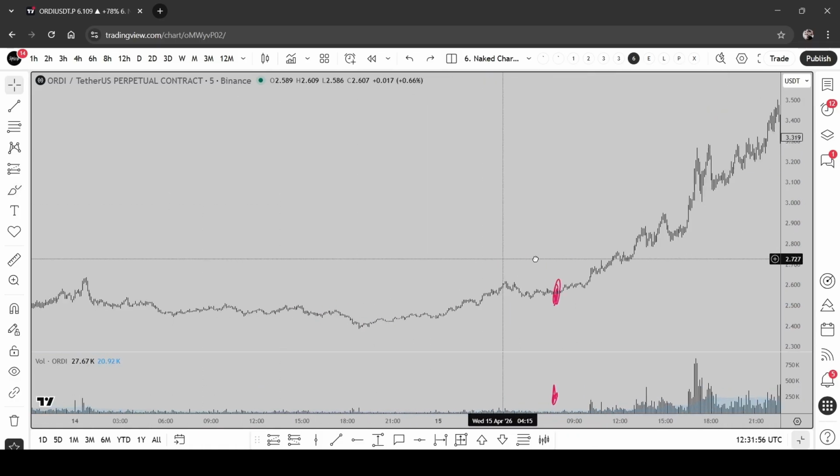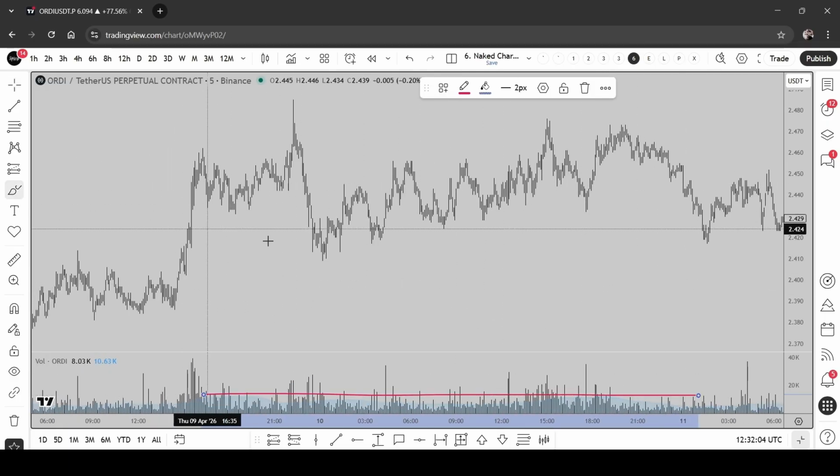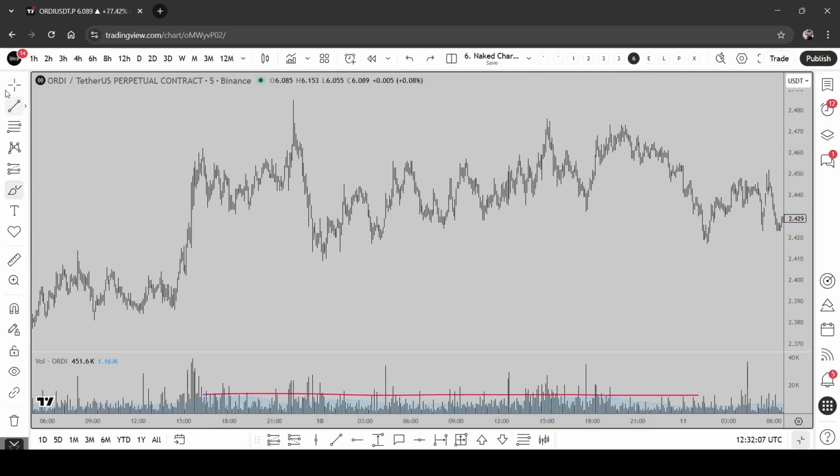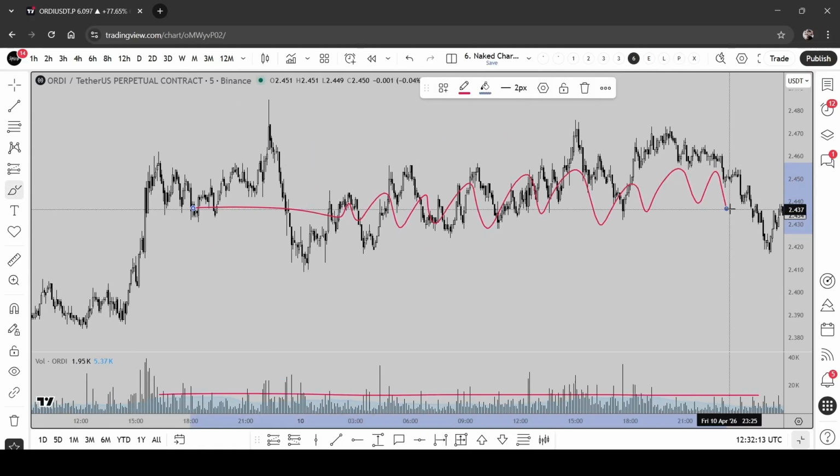Now, if we were to look a little further on the left-hand side, here volume is pretty much flat. And look at how that's reflected in the price action. It's generally sideways and chopping around, not really doing anything.